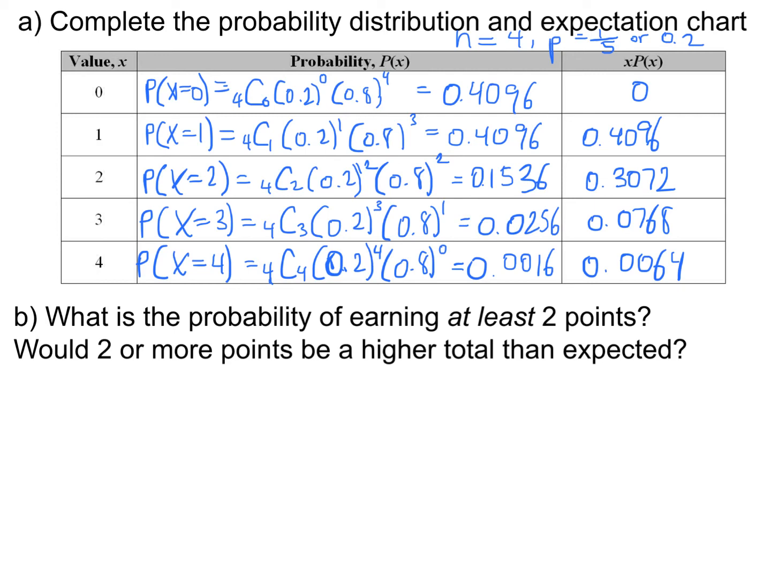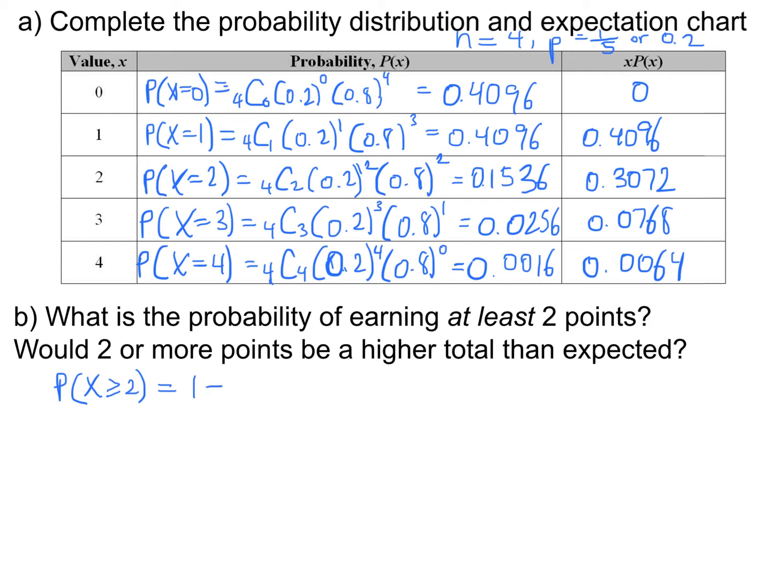And so what's the probability of earning at least 2 points? So remember, the probability of at least 2 points, we would write P(x ≥ 2). So we would add up 2, 3, and 4. We can do that, or we can do 1 minus the other 2. Okay.